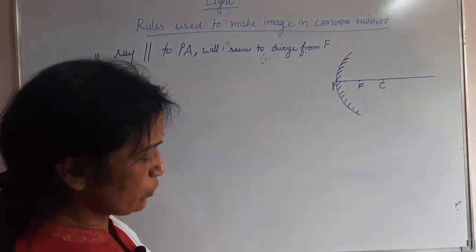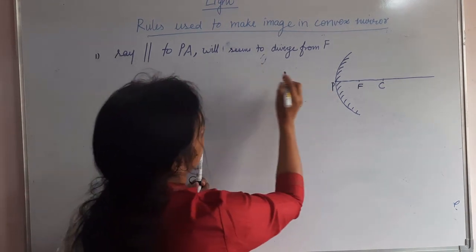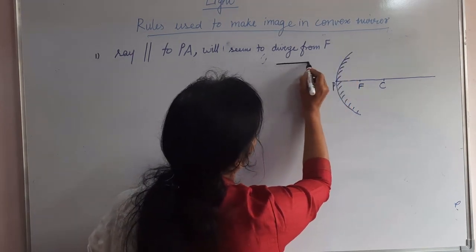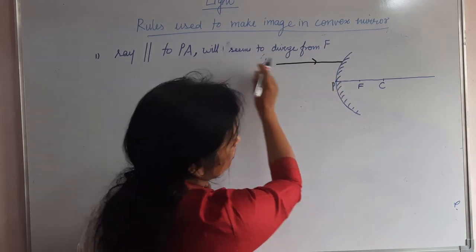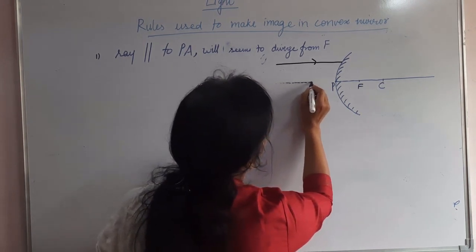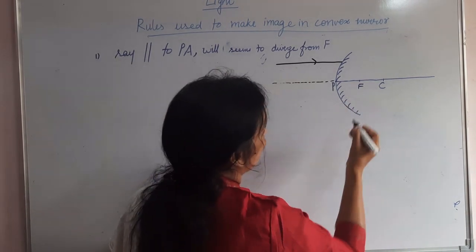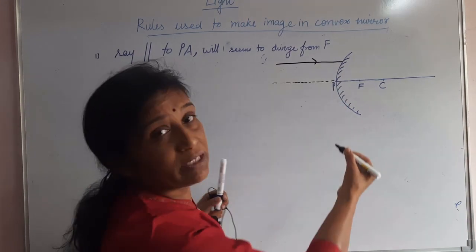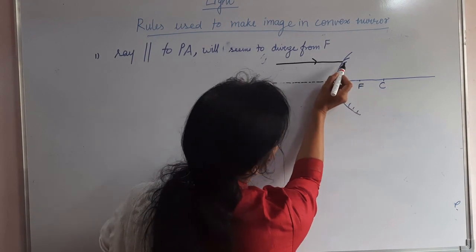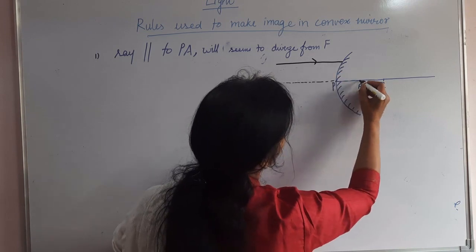I'll show you with another pen. For example, a ray is parallel to the principal axis. So this is the reflecting surface. The ray which is coming from an object is parallel to the principal axis. For your convenience, let me extend this ray on this side also. So this is the parallel incident ray. What will happen? It diverges. This mirror is a diverging mirror. It diverges the light rays. So from where will it diverge? It will diverge in such a way that if you extend it, it will pass through the focus.